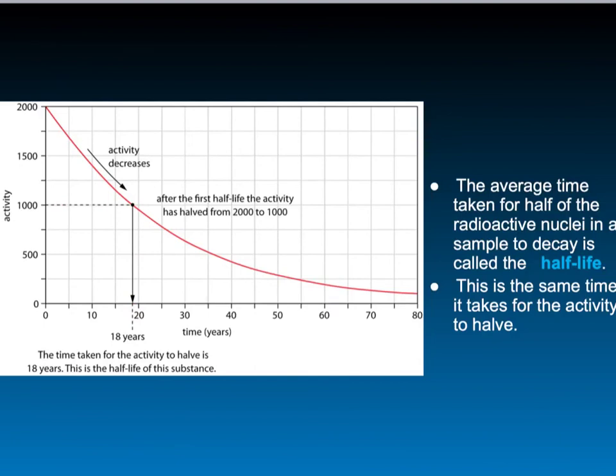If we were to halve the activity again to 500, draw a line across to where it meets the curve and down, you should see that it's taken another 18 years to reduce by half again. We can also reduce that by half again, so go from 500 to 250, draw your line across, and then down to where it reaches the curve. We should see that it should have taken another 18 years to halve again. So in this example, 3 half-lives is a total of 54 years.